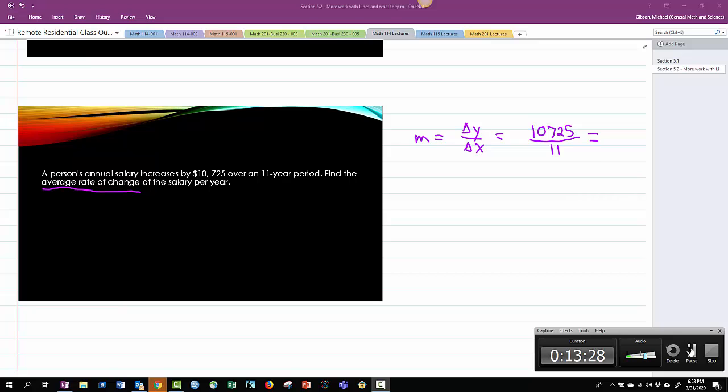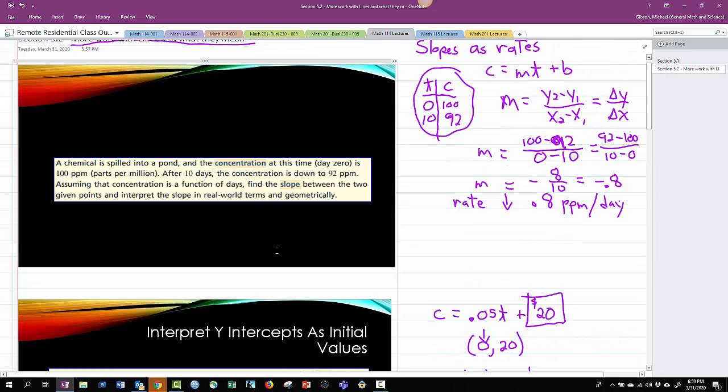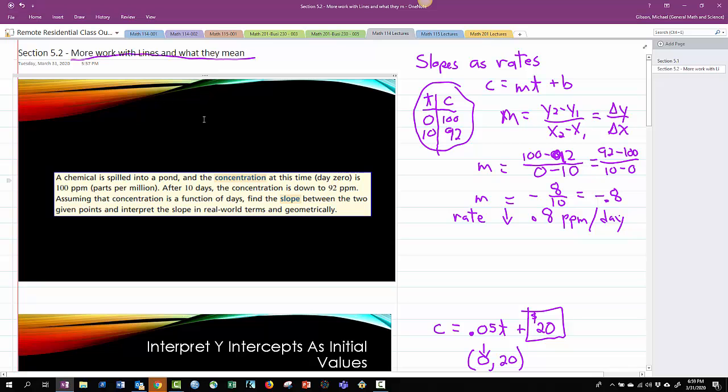So let's calculate it out. That is 975. So as the rate, what that means is this person's salary on average goes up $975 per year over this 11-year period. Okay, so that's the kind of thing you should expect to see. Really, it is more about exploring what lines are and what they mean.